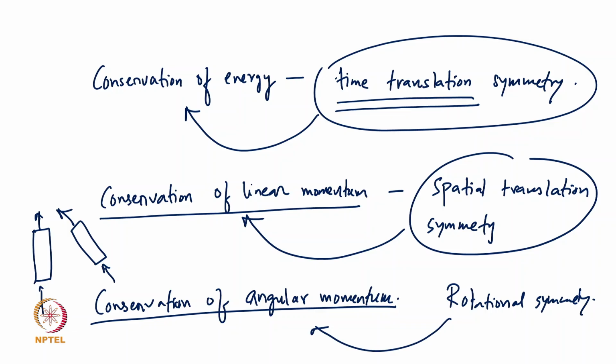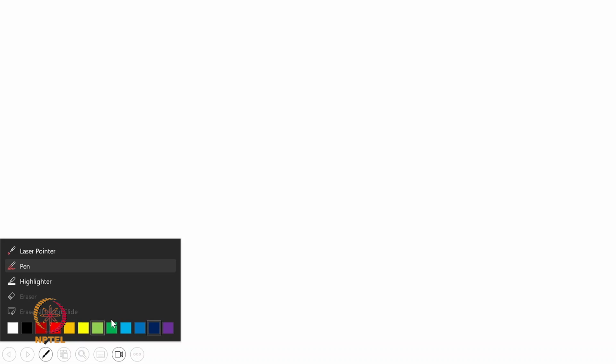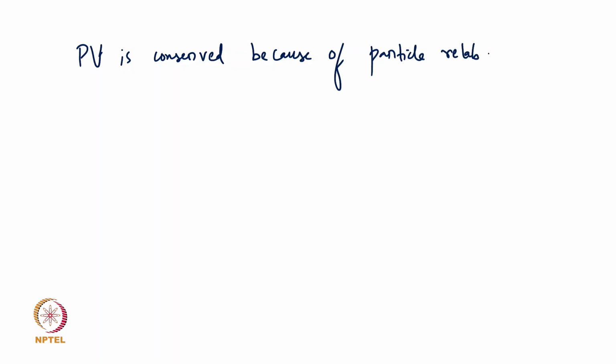Now we were discussing potential vorticity. The conservation of potential vorticity exists because of something called the particle relabeling symmetry.